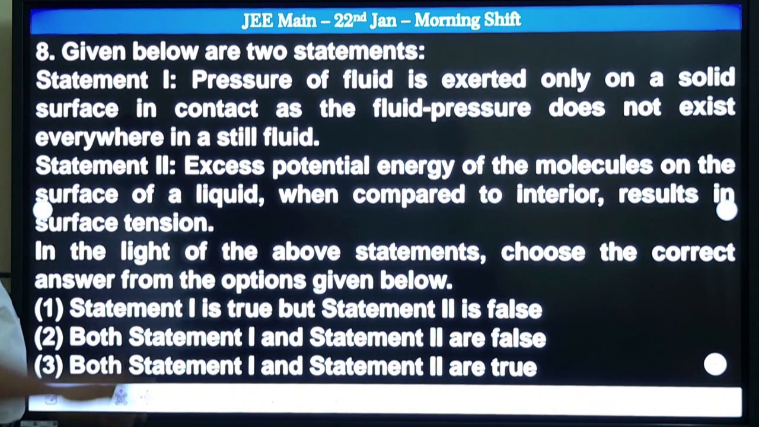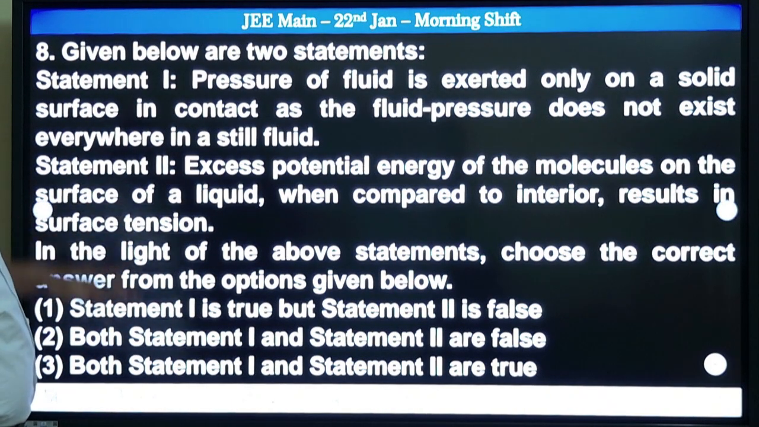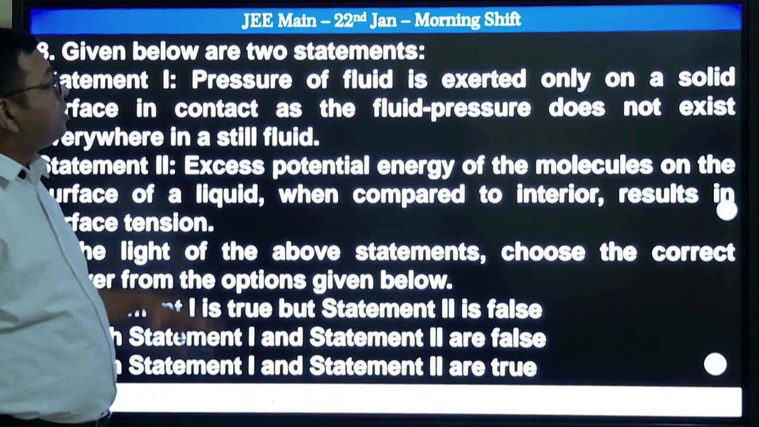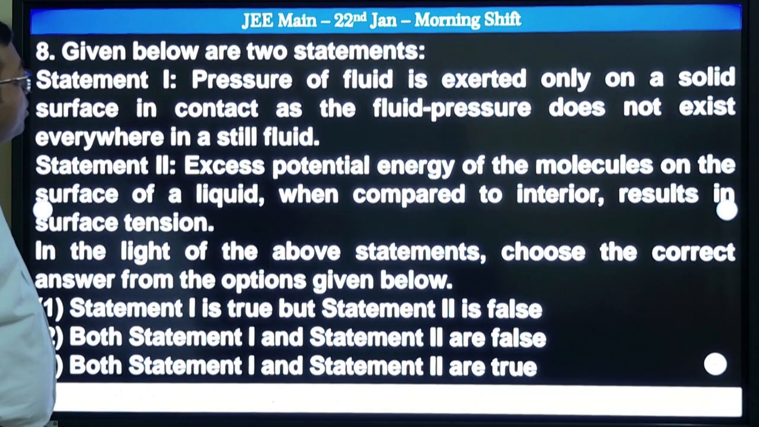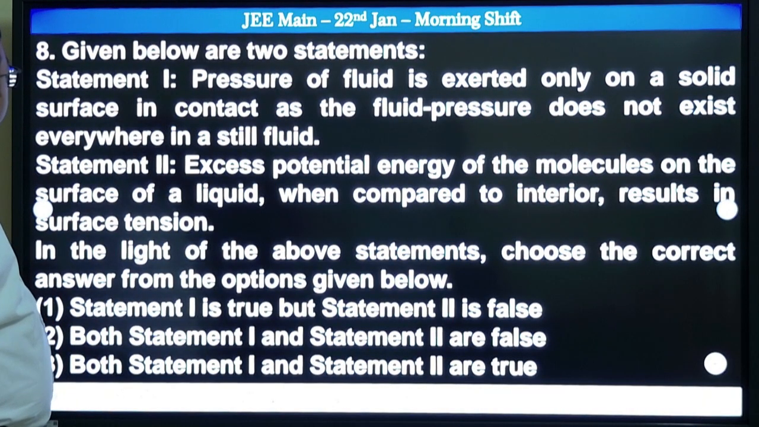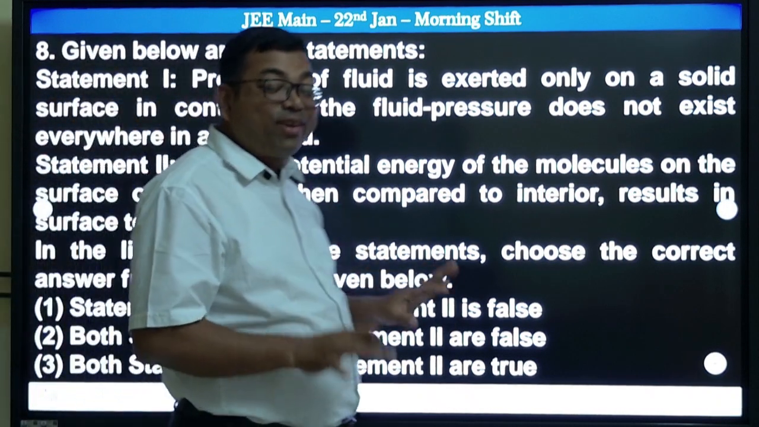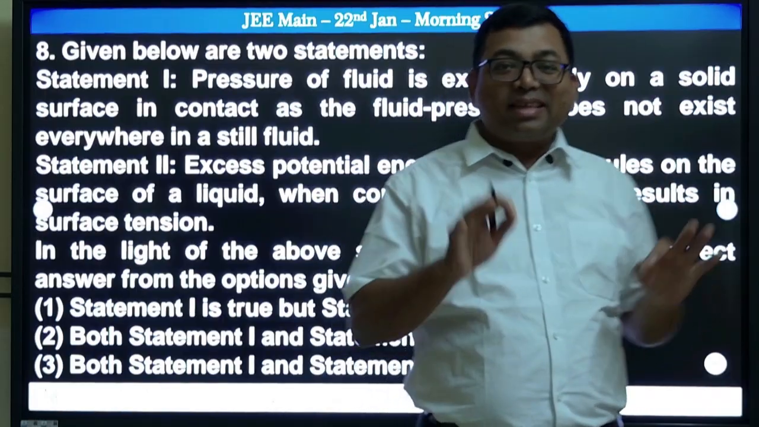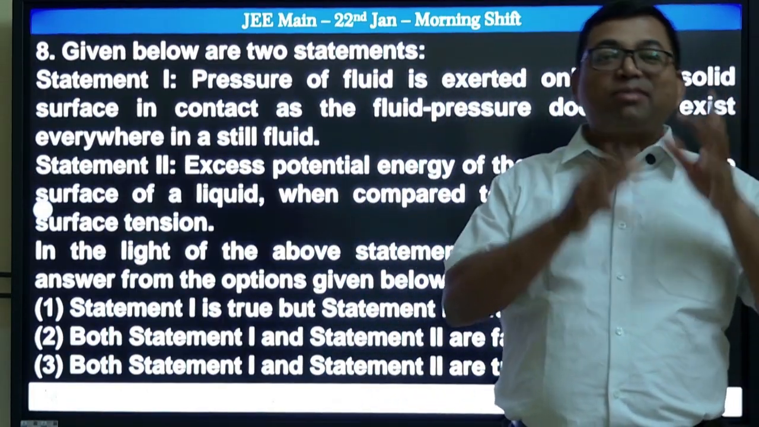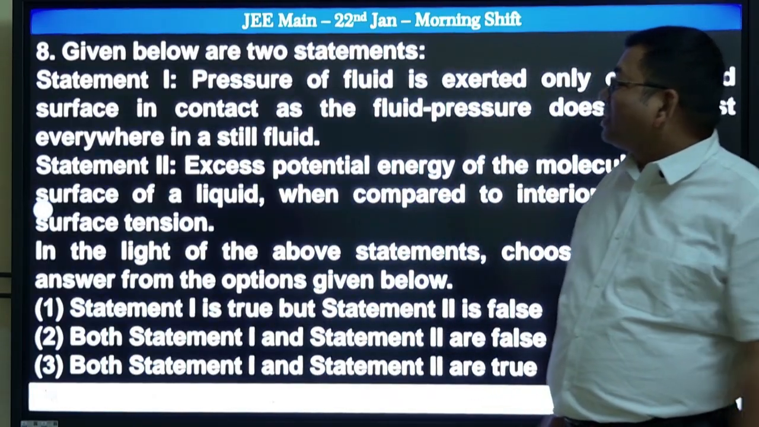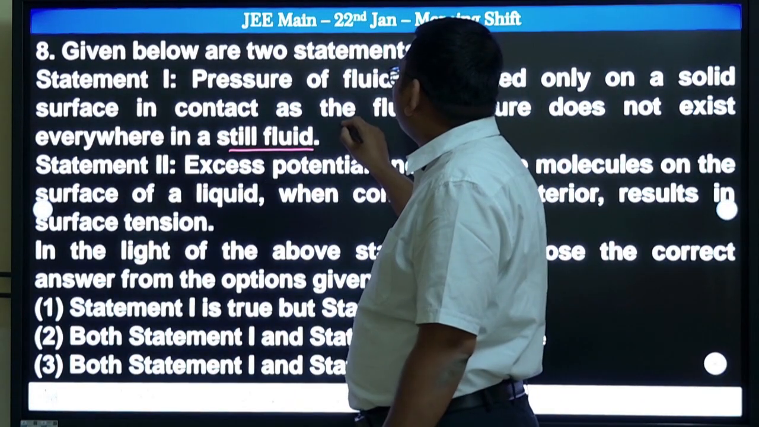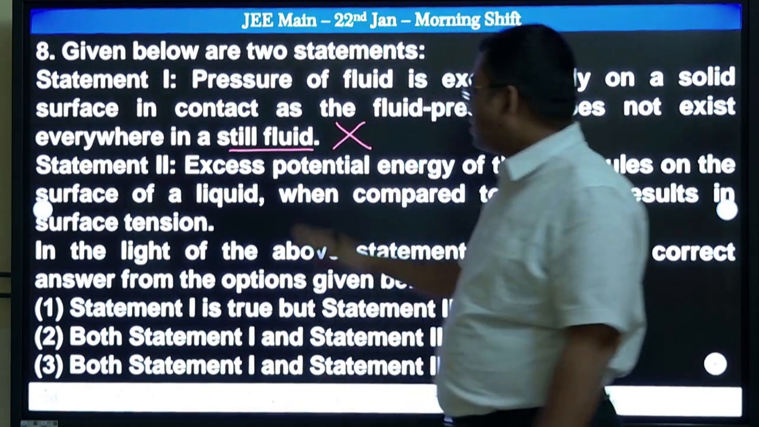Question number 8. Given below are two statements. Statement 1. Pressure of the fluid is exerted only on solid surface in contact, as the fluid pressure does not exist everywhere in a still fluid. That itself is wrong. Fluid pressure will be there at different point. We have different pressure, right? Rho gh, hydrostatic pressure. So first statement itself is wrong. This is wrong.